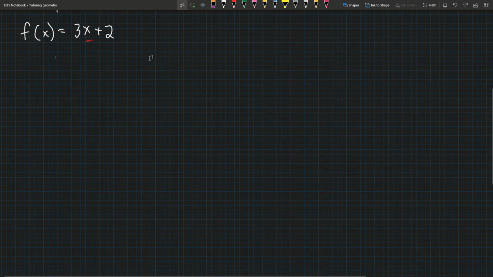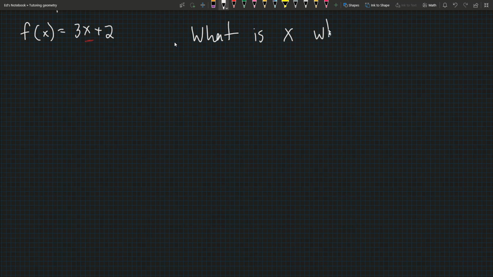So we're still using the same function, but it asks us a new question, and that is, what is x when f of x is 2? So here it's asking us something different. It's not telling us what x is and having us find f of x. It's telling us what f of x is and having us work back and figure out what x is.